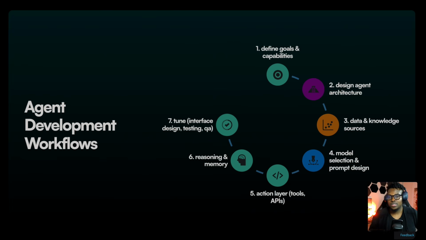Secondly, this is non-negotiable, testing and QA, because you want to make sure that you have agents that consistently deliver value to your users.